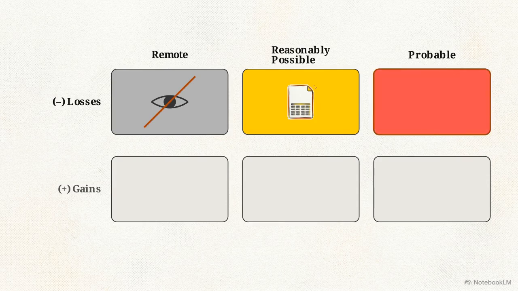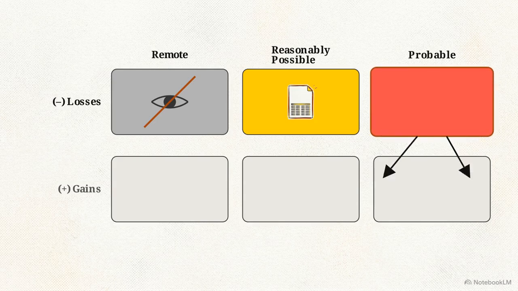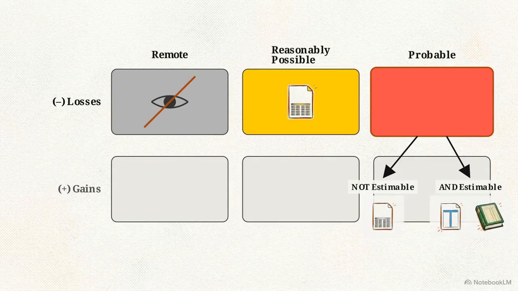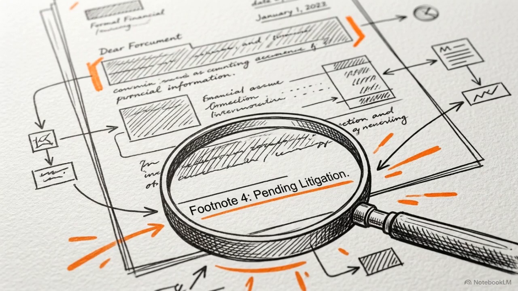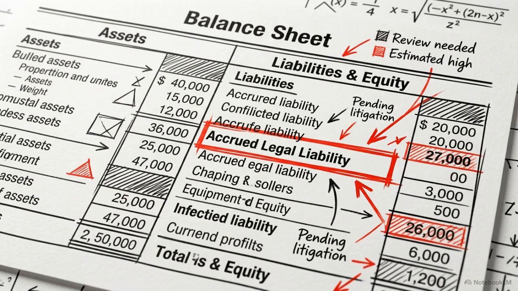The highest threshold is probable, meaning the event is likely to occur. However, recording a liability requires a second condition. The amount of the loss must be reasonably estimable. If a probable loss cannot be estimated, it remains a footnote disclosure. If it can be estimated, a liability must be formally accrued on the balance sheet.